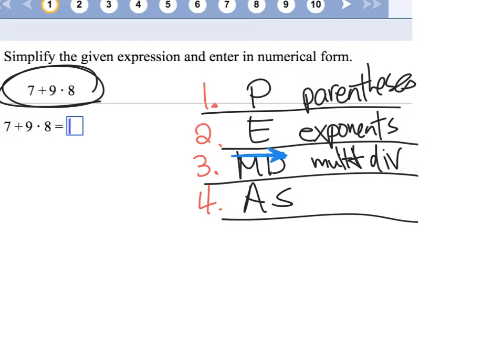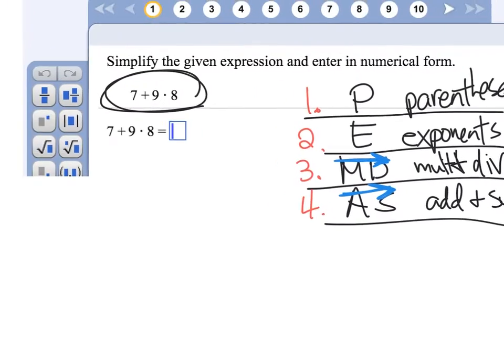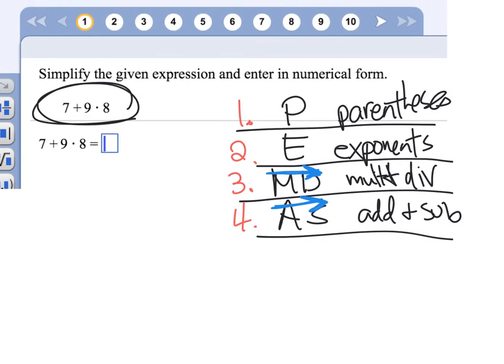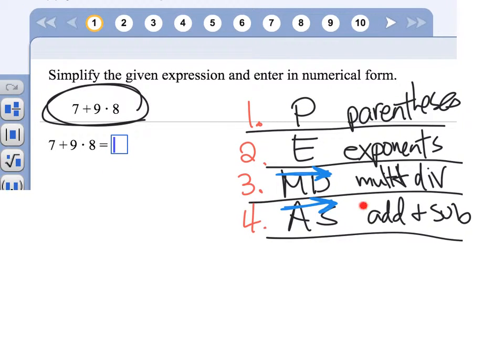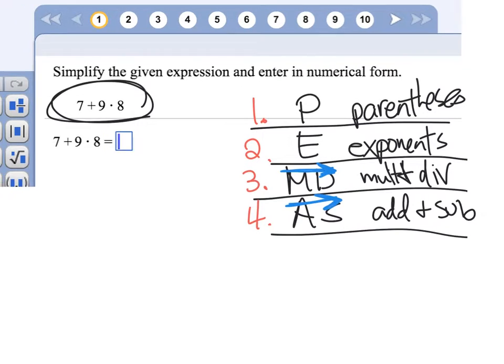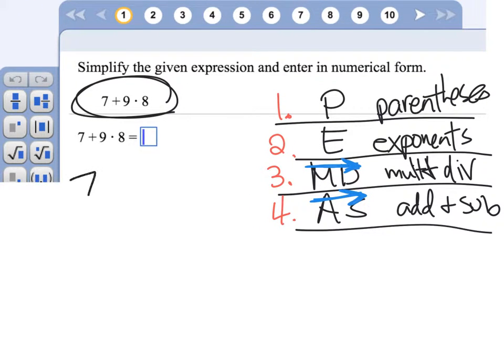And then same deal with addition and subtraction. So sometimes you add first, sometimes you subtract first. It depends on whichever one is on the left in the problem. So that's the order, and you can never really go out of that order. First you got to do parentheses, then exponents, then multiplying and dividing from left to right, then addition and subtraction from left to right. So we're going to look at this problem, 7 plus 9 times 8.